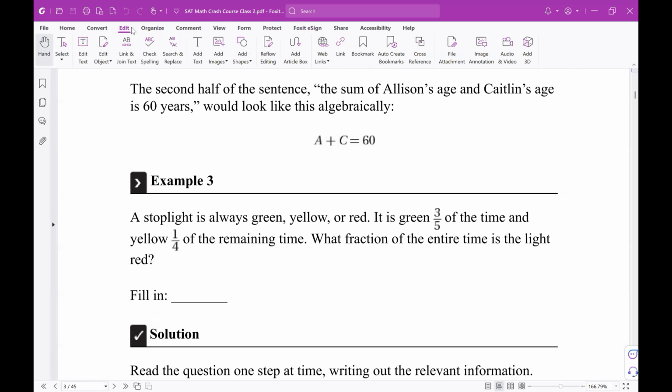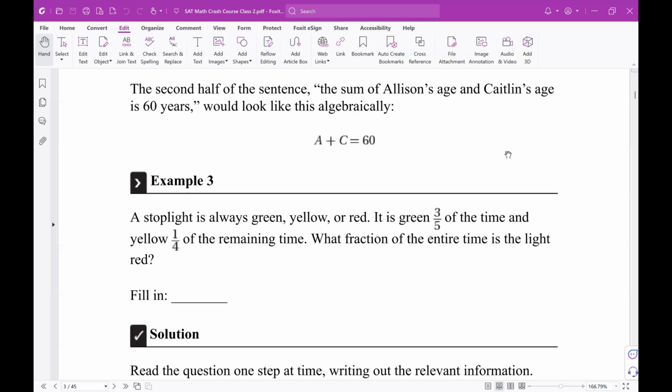Like red equals like 3/5 and 1/4. Okay, sorry. It is green 3/5 of the time and yellow 1/4 of the remaining time. So, what fraction of the entire time is the light red?